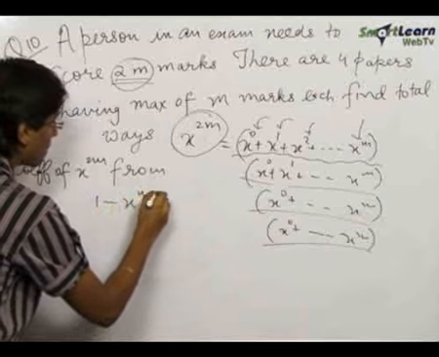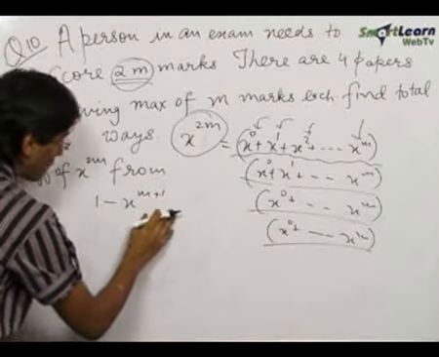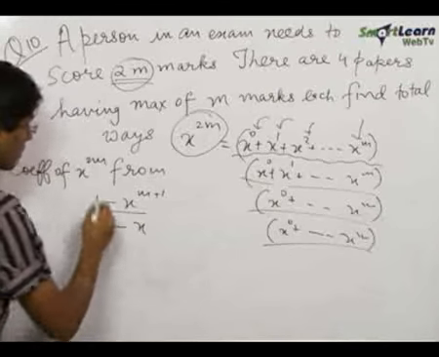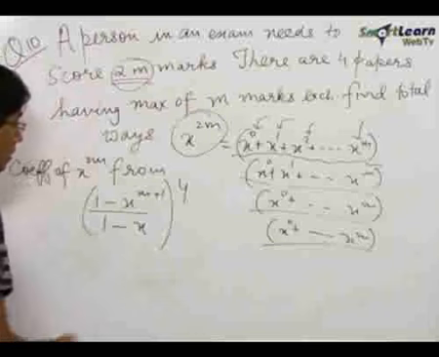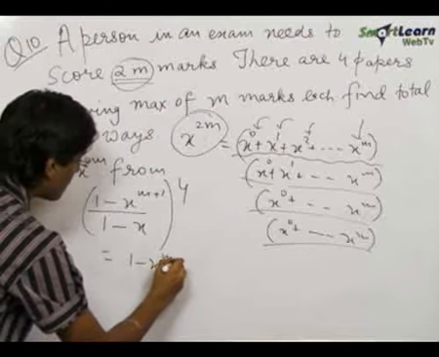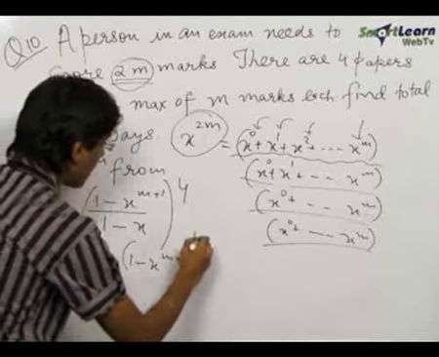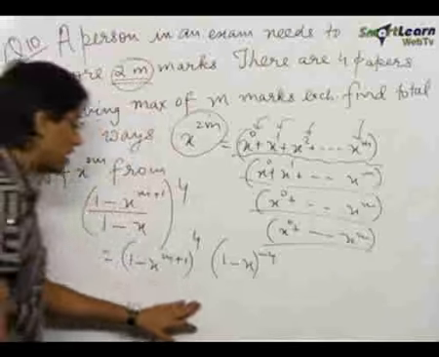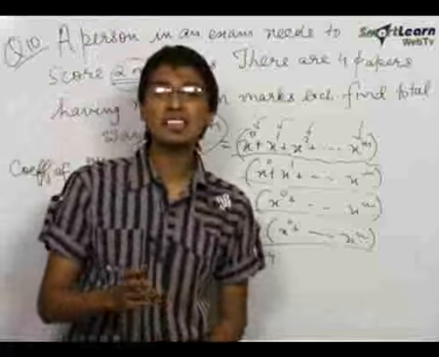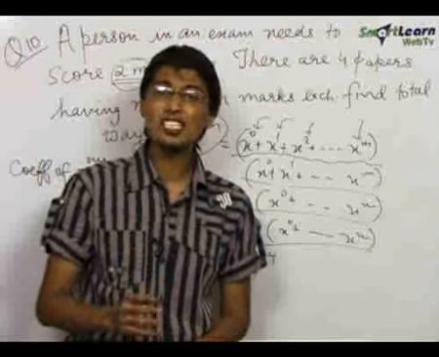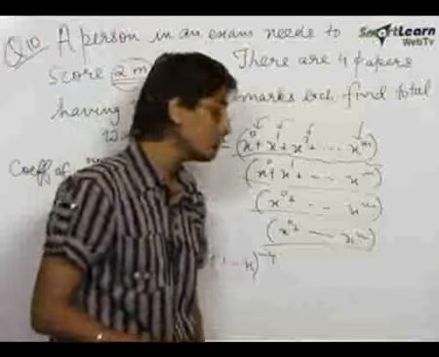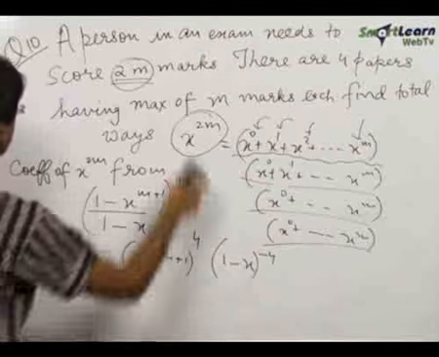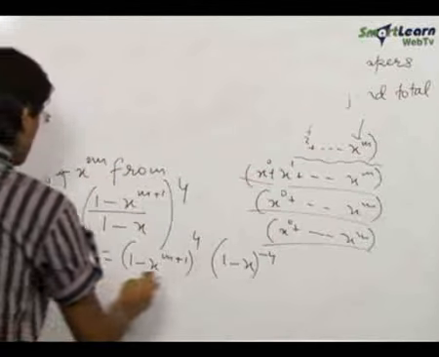So this is equal to the coefficient of x power 2m from 1 minus x power m plus 1 upon 1 minus x, whole power 4, or this is equal to 1 minus x power m plus 1 whole power 4 into 1 minus x power minus 4. Now we know the expansion of 1 plus x power n is 1 plus nC1 x plus nC2 x square up till nCn x power n. So we will write it again over here, this expansion.